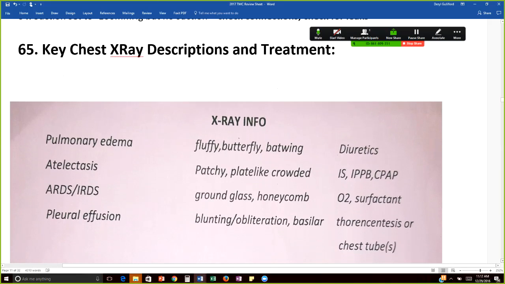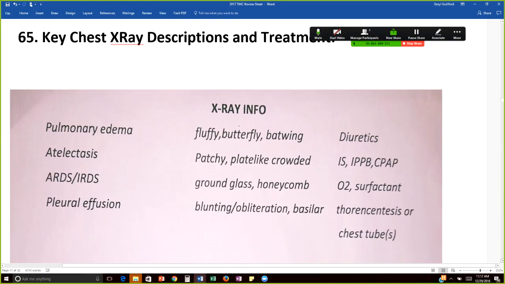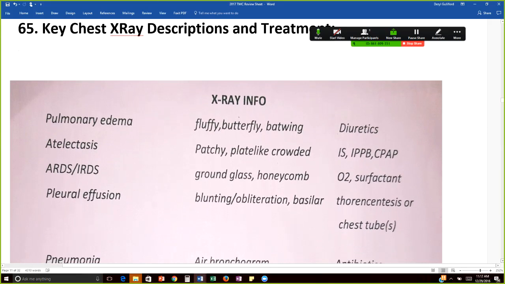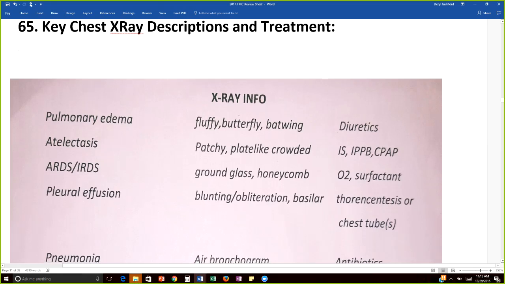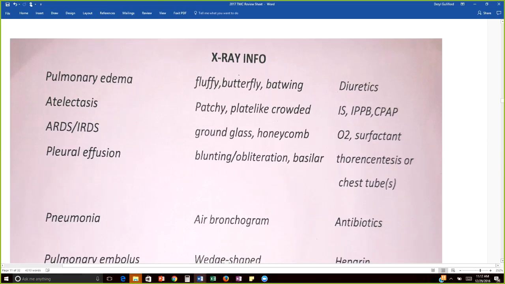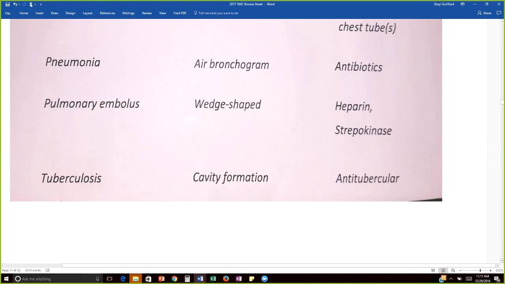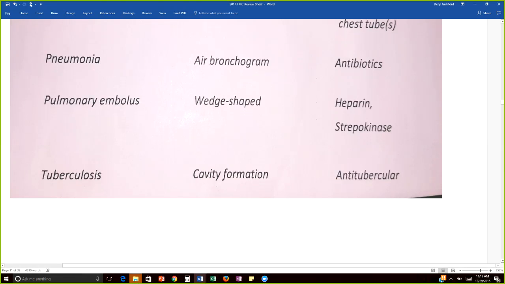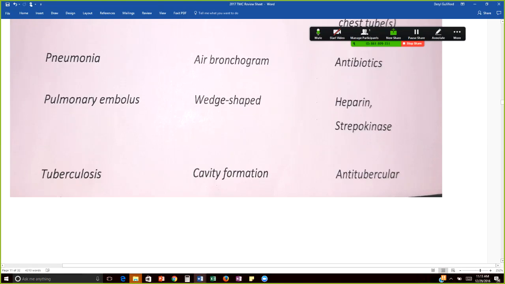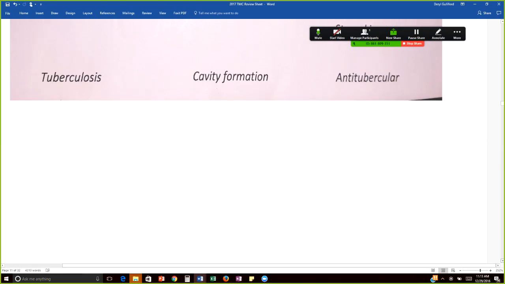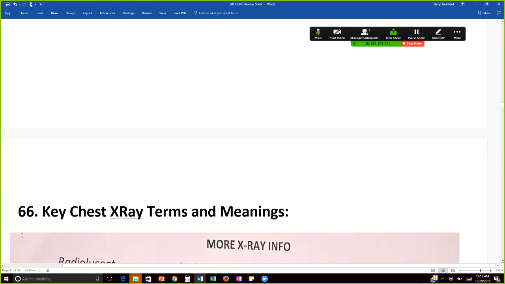And then here come your chest x-ray descriptions and treatments. I decided to just include all of them here for you. Pulmonary edema, the butterfly or bat wing, atelectasis, patchy or plate-like, ARDS, honeycomb or ground glass, pleural effusion, blunting, pneumonia has air bronchograms, pulmonary embolus, wedge-shaped, tuberculosis, cavity, and then the various kinds of treatments that might be applied. That's a great little handout right there. I would really spend some time with that.